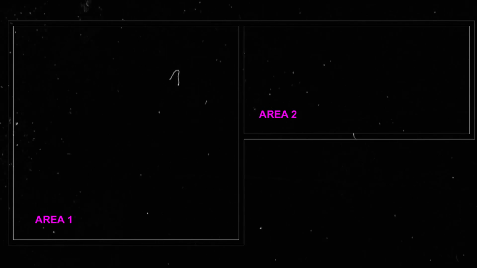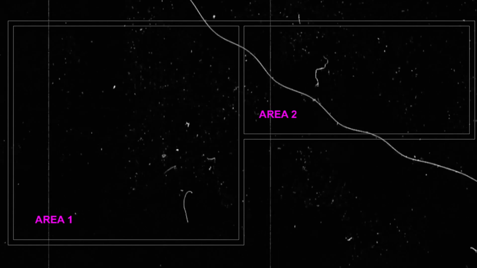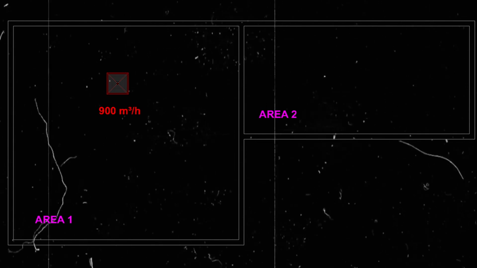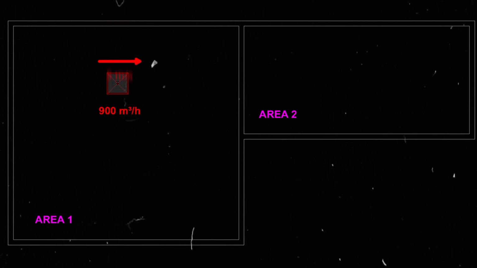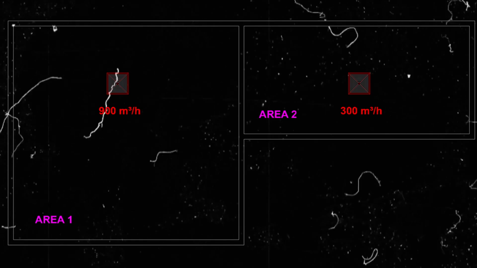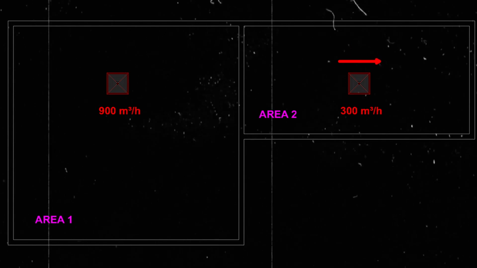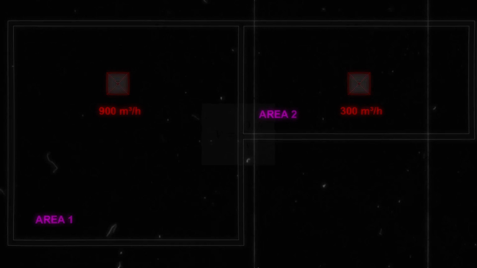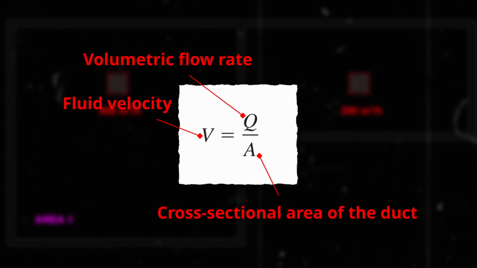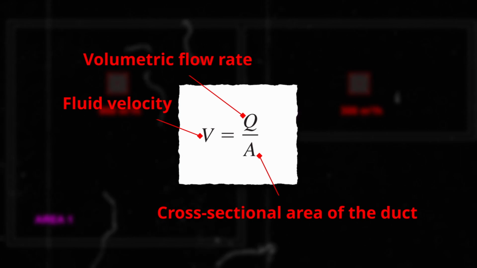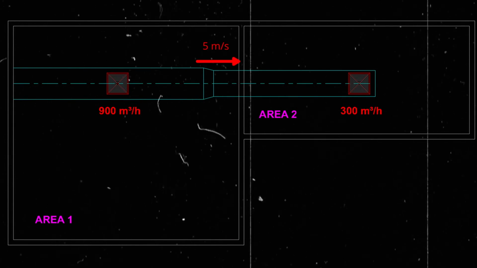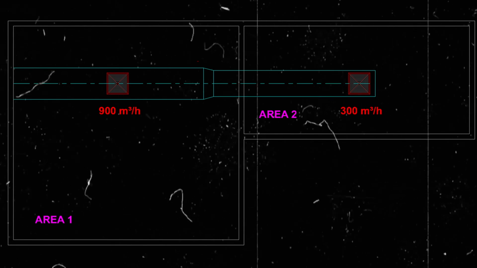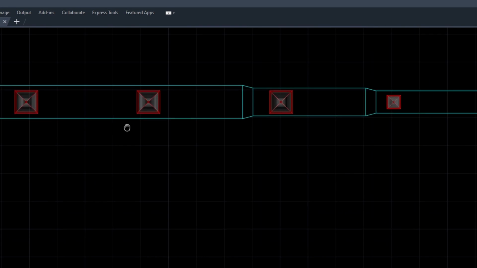Consider, for example, a situation where you want to condition a space with two distinct areas. In the first area, you aim for an airflow of 900 cubic meters per hour at a velocity of 5 meters per second, while in the second area, the requirement is an airflow of 300 cubic meters per hour with the same velocity. Since volumetric flow rate results from the multiplication of velocity by the cross-sectional area of the duct, as per the continuity equation, it would be necessary to divide the main duct into two sections with distinct dimensions for each area. Now let's take a practical look at an example in AutoCAD.